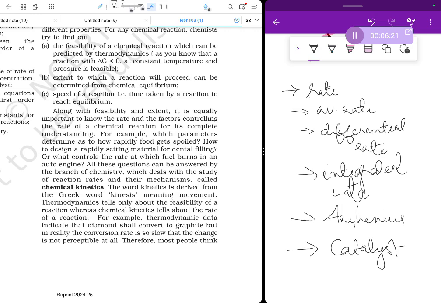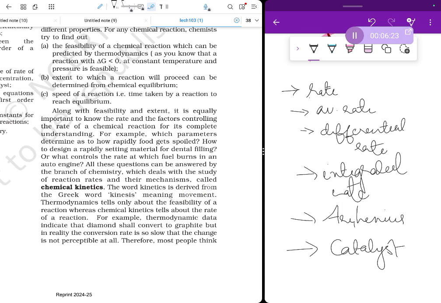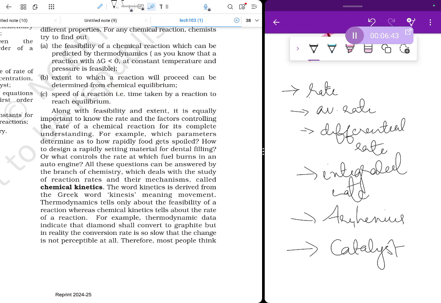It takes a long time, right? So for example, which parameters determine how rapidly food gets spoiled? Exactly. In the food industry, whether food gets spoiled or not, how long the life of that food is, how much time it can be stored, are all determined by the kinetics.